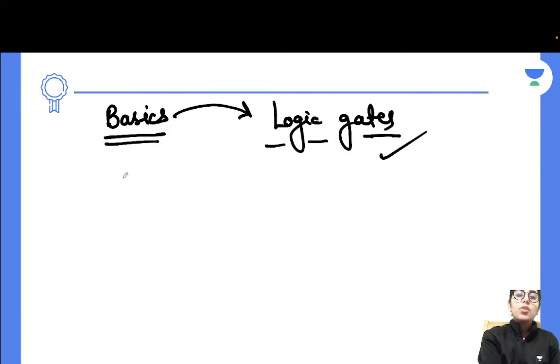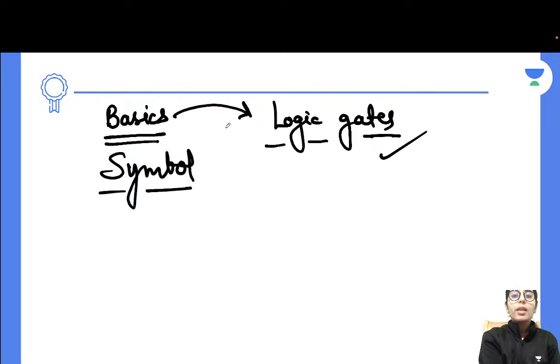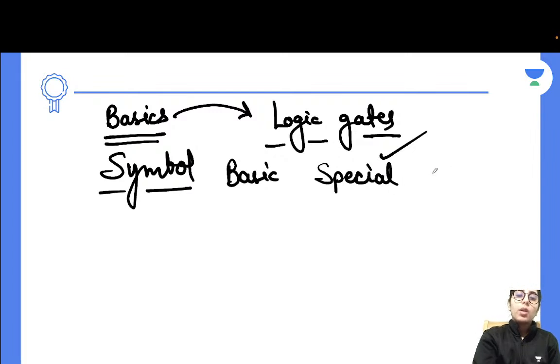So first thing is its symbol, means how you draw it, what its circuit diagram is and all of that, like how you make the logic gate. There are going to be three categories of the logic gate. One is going to be the basic logic gates, another one is going to be your special logic gates, and the next one is your universal logic gates. Now universal logic gates are known as universal because these are going to help you to draw other logic gates with the help of them.